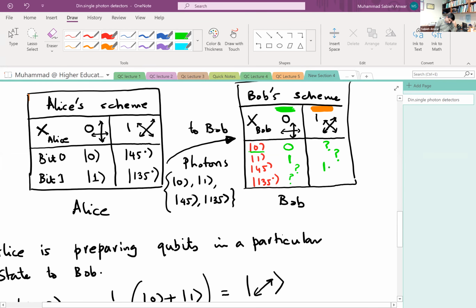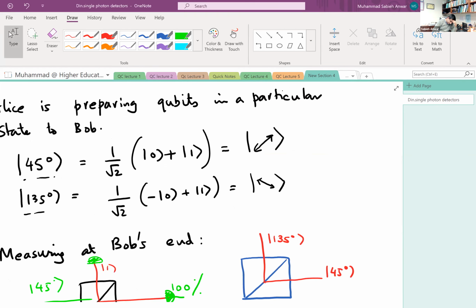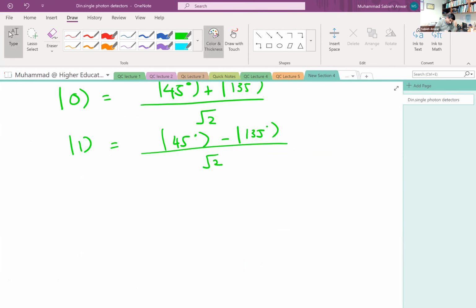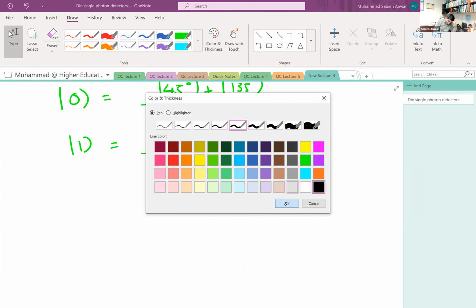So here, if an input 45 comes in, one of the detectors clicks and he assigns an output 0. And if the other kind of photon 135 comes in, the other detector is going to click with 100% probability and he assigns a value of 1 to this. It doesn't really matter, but let's be consistent. So this is Alice's and Bob's scheme. So let's look at a practical example now so that everything gets clear. I know it's a bit tedious, but this is how these things mostly are.